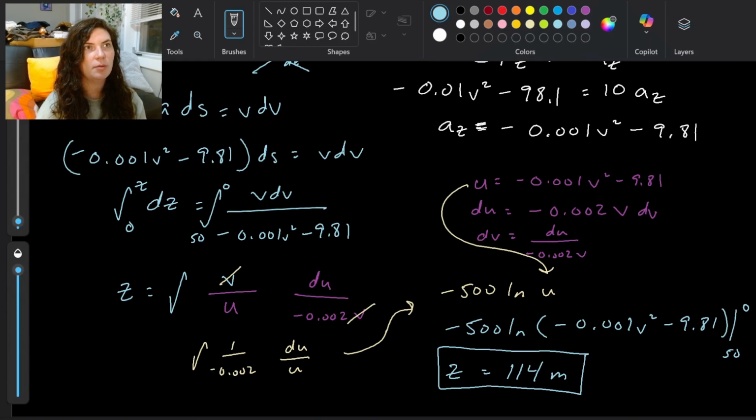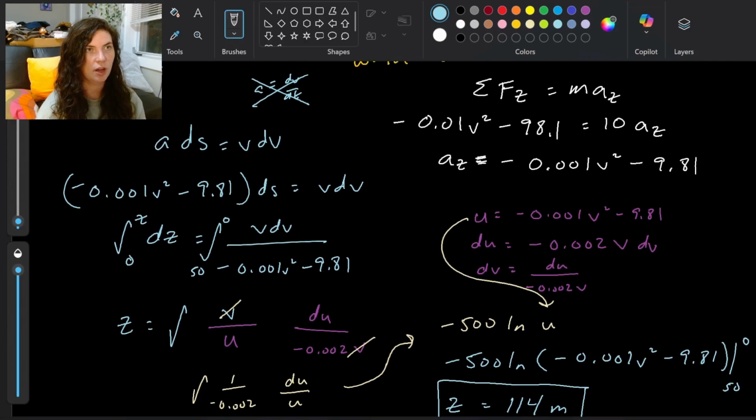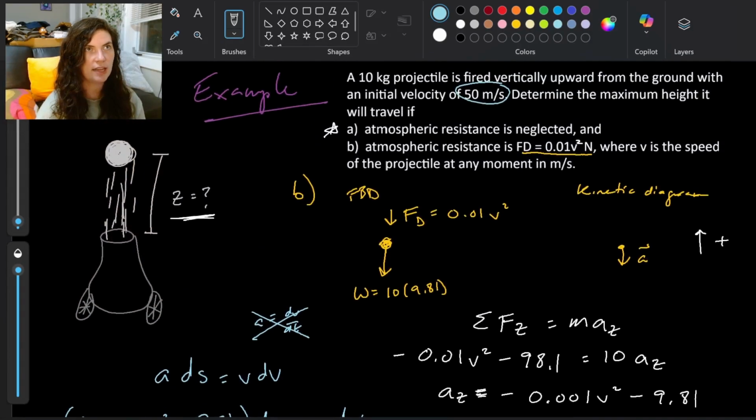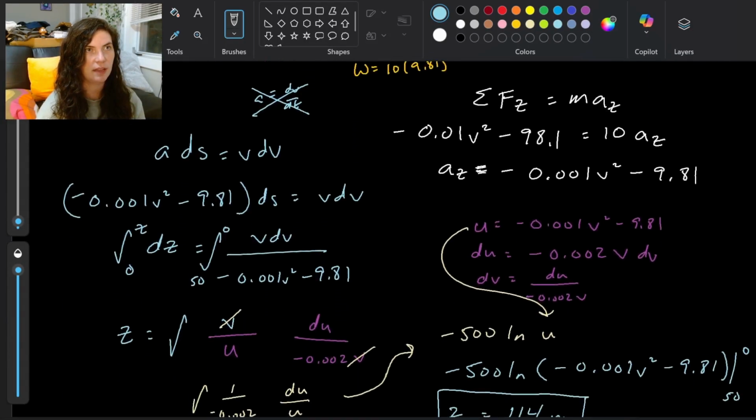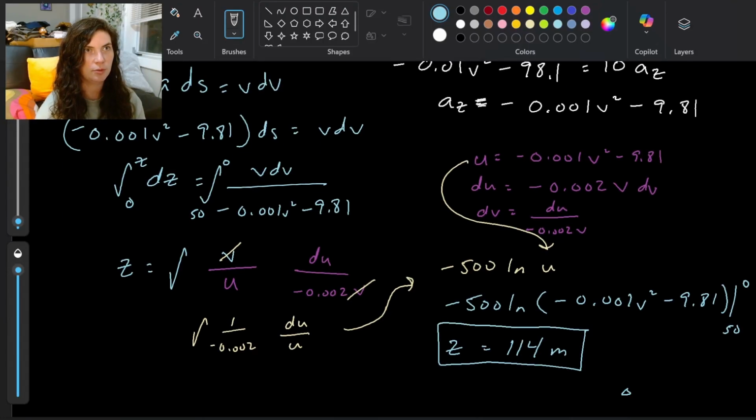So it took a little bit more work, but we can see that when we have drag on that projectile, it goes up to 114 meters, whereas our projectile motion, which doesn't take into account that drag, gave 127 meters.